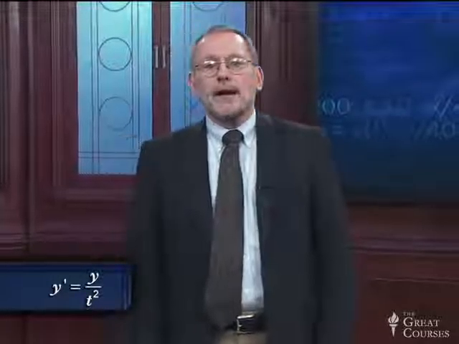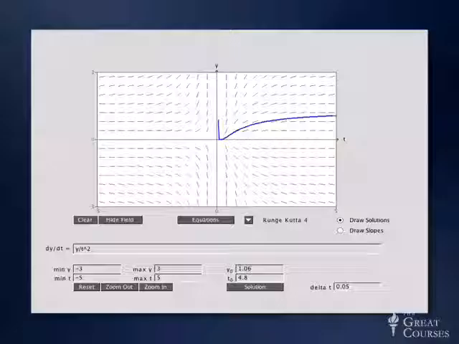Let's look at another differential equation. Let's say y prime is y divided by t squared. Where does that go bad? Well, again, we've got a t in the denominator, so when t equals 0, the right-hand side, again, is not defined. So we could go and solve this differential equation, but let's not worry about that. Let's see what happens on the computer here.